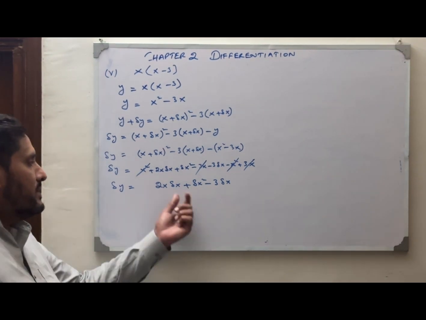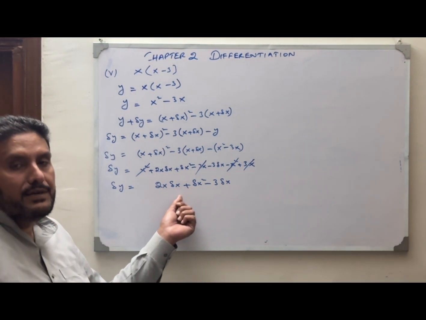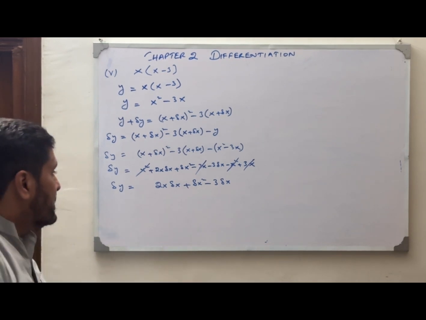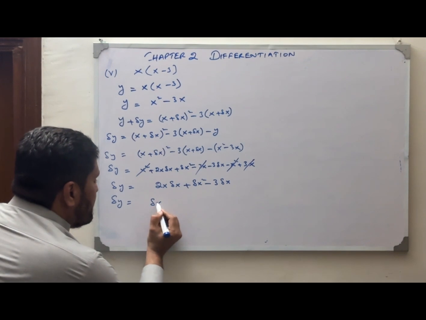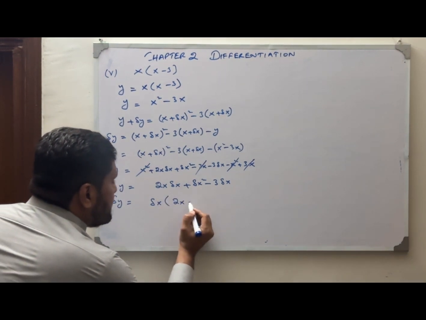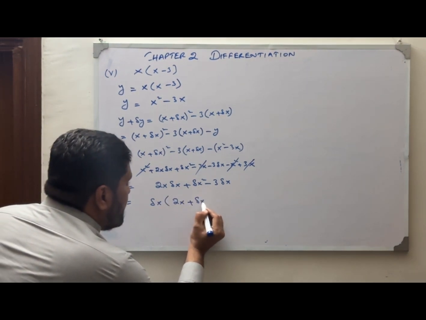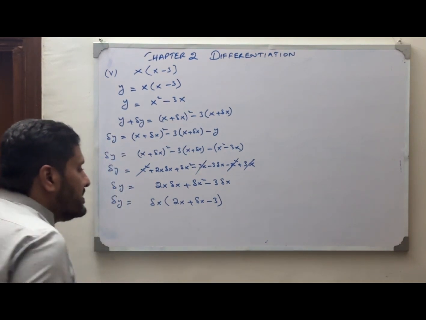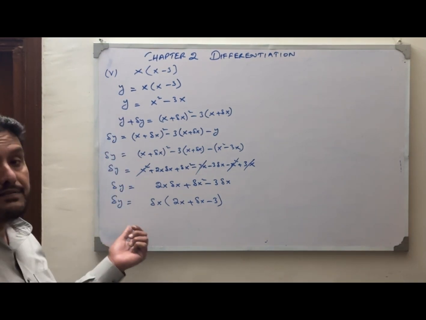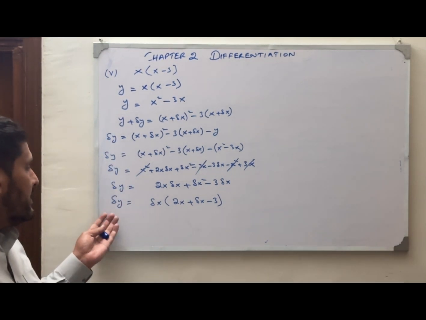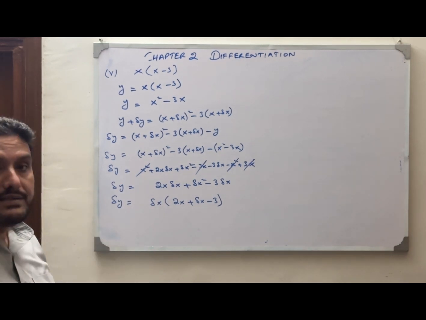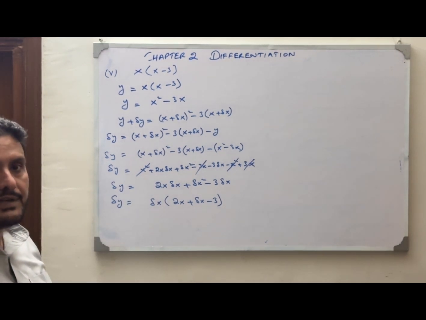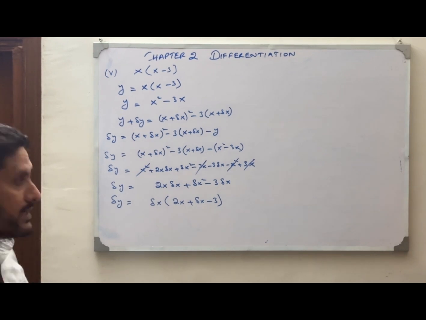So in all the three terms we have delta x common. So by taking delta x common, we have 2x plus delta x minus 3. So we have simplified and completed the second step. In the third step, we have to divide both sides of the equation by delta x.